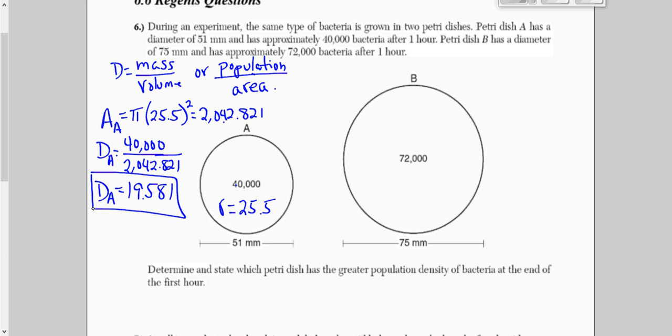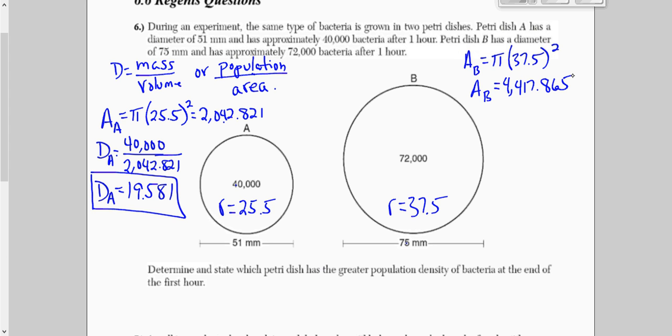All right. Let's go over and do the same thing for circle B. Let's get the area for circle B. So the area for B is going to be pi times, well, what's its radius? Half of 75 equals 37.5 millimeters, okay? So pi times 37.5 squared. So the area for B is going to be 4,417.865.